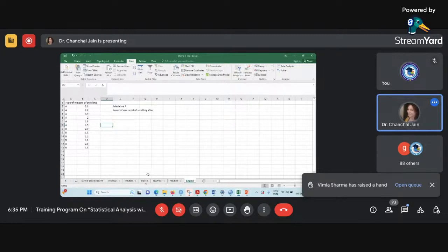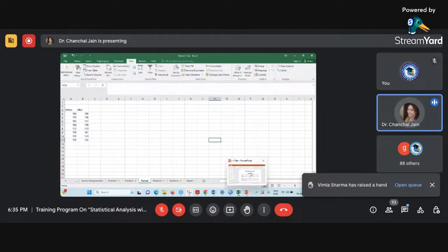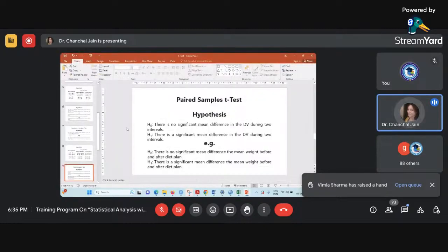Now coming to the paired sample t-test. For that purpose, I am moving to the slides again. I hope my slides are visible. Yes, ma'am. Thank you for the confirmation.